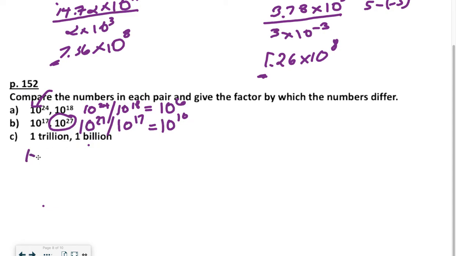And 1 trillion is 1 times 10 to the 12th. 1 billion is 1 times 10 to the 9th. And this would be 1 times 10 to the 3rd. So 1 trillion is 1 times 10 to the 3rd larger than 1 billion. Again, just a little food for thought.